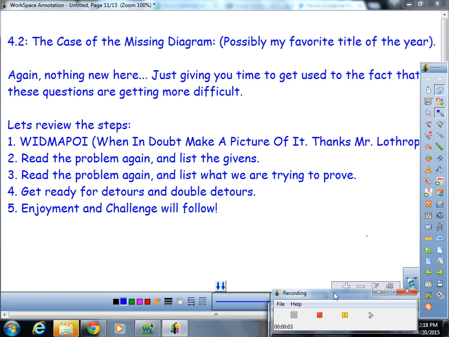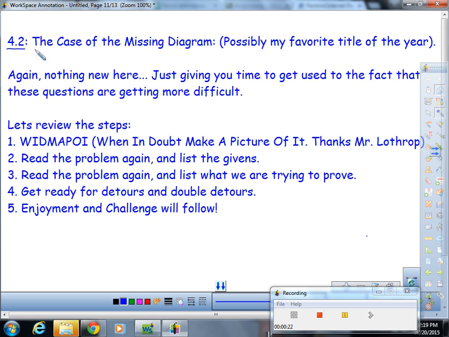All right, this is 4-2, the case of the missing diagram, as the book calls it. Once again, there's nothing new here. No new vocabulary, no new theorems, okay? But we are giving you guys time to get used to the fact that things in here are getting more and more difficult by the day, okay? So, let's get right to it.